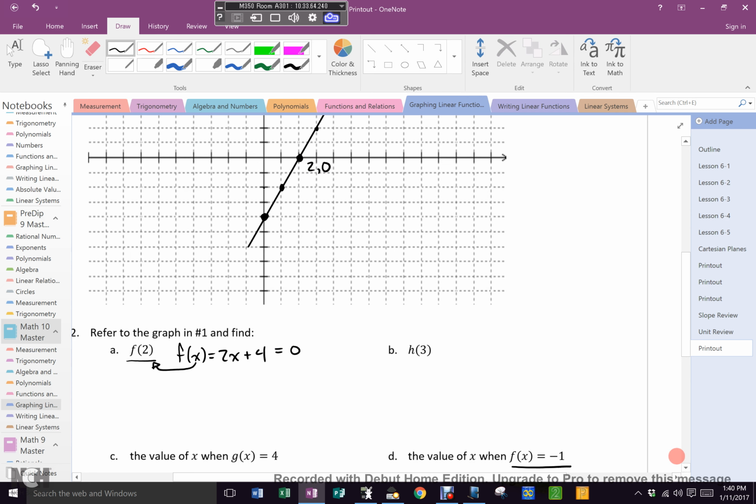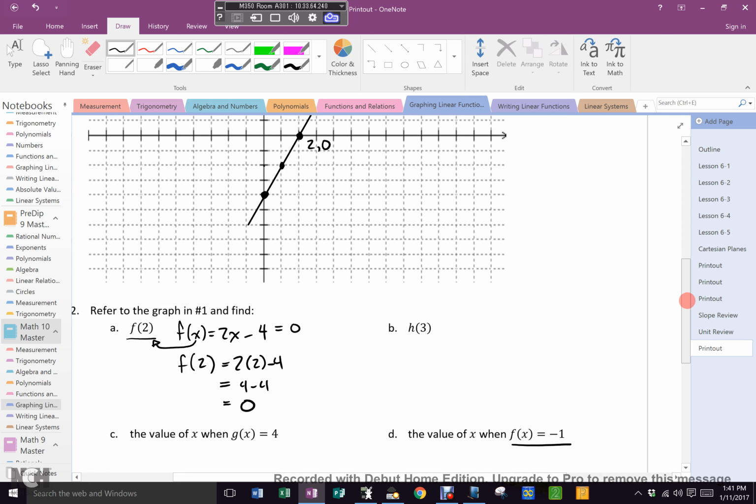Now, I can also find that using algebra. The f of 2, sorry, it was minus 4. The f of 2 is the same as 2 times 2 minus 4, which is 4 minus 4, which equals 0.